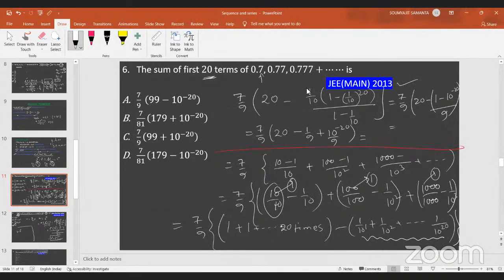Twenty minus 1 by 9, that will become 179 by 9. So take 9 common, that will become 7 by 81 into 179 plus 10 to the power minus 20. Yes or no? Arjo, did you get the same answer? Yes, sir, I also got the same answer. 7 by 81, 179 plus 10 to the power minus 20. Yes, sir. Ishan, same answer? Yes, sir.